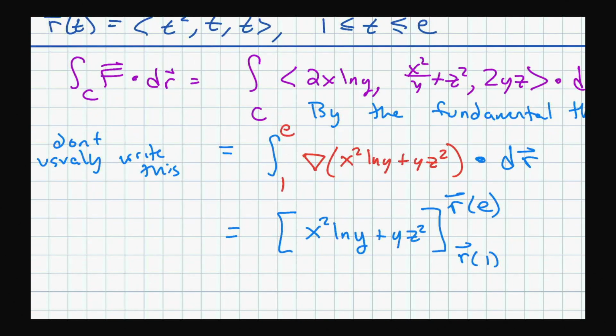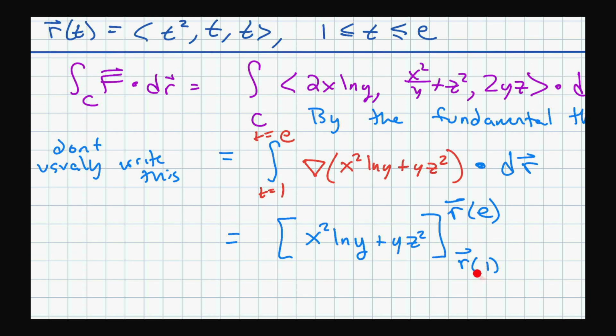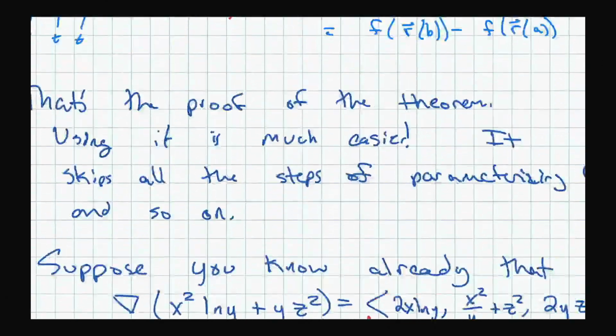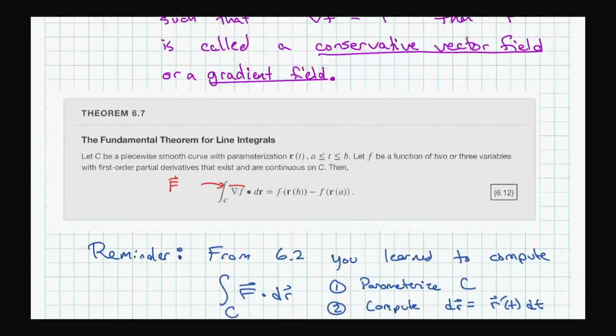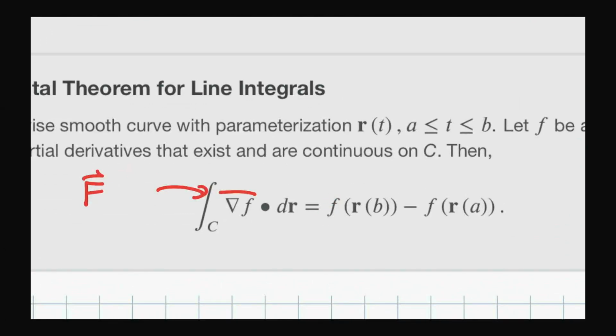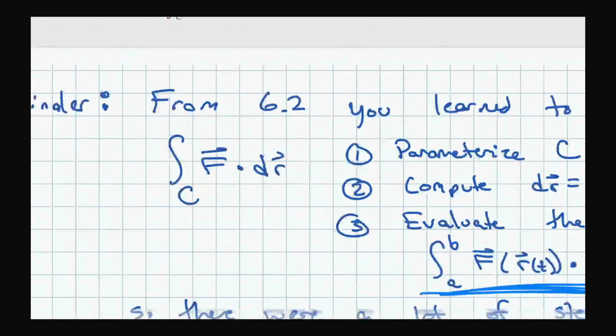these limits 1 and e are for t, right? Those are limits for the variable t equals 1, t equals e. But this function has x's, y's, and z's. So in order to get the x and the y and the z, you're actually going to have to plug the 1 and plug the e into your r. There's the x, there's the y, there's the z. That's where the x, y, and z come from. Okay, and that's also written in the theorem, of course, because into the f you plug r of b, not b.